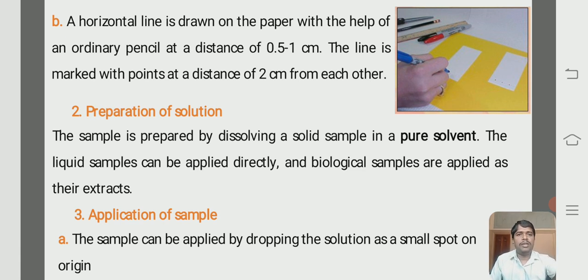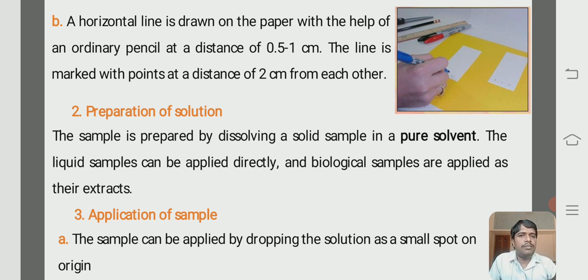Next step, preparation of solution. The sample is prepared by dissolving a solid sample in a pure solvent. The liquid samples can be applied directly on the filter paper where we have marked. Here the biological samples are applied as their extracts and the liquid samples can be applied directly.